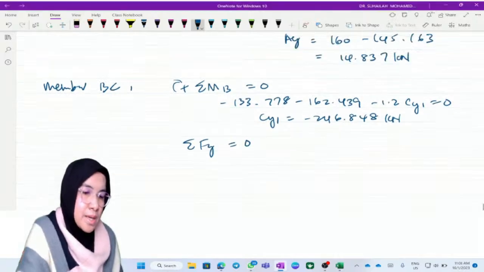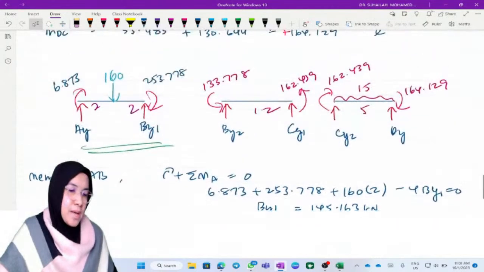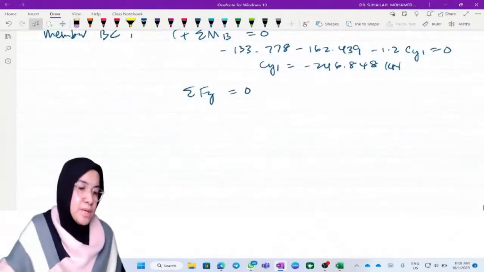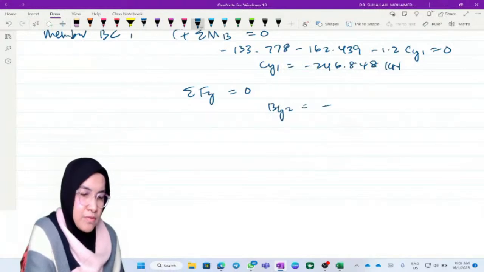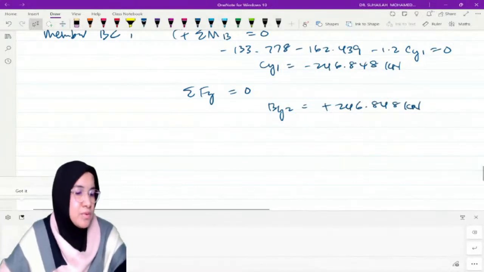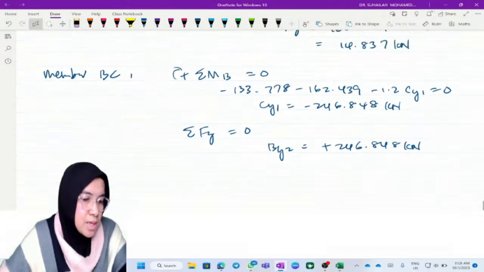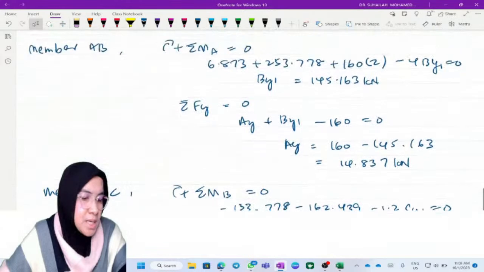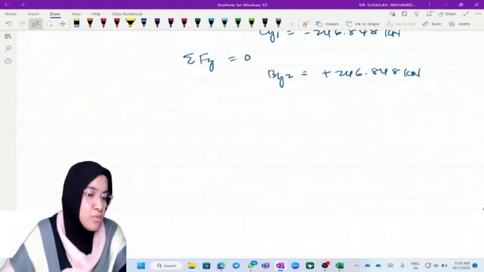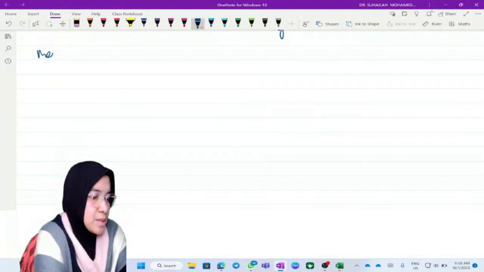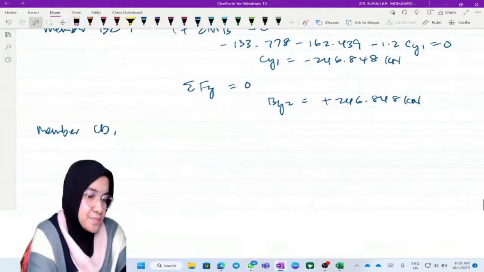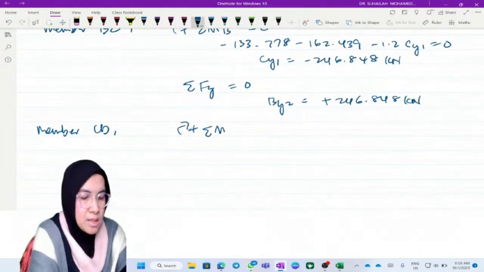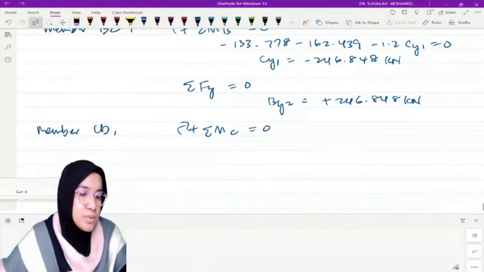Okay, apply Fy equal to 0. So BY2 equals positive 246.848 kilonewton. So that is for member BC. Now we move to member CD. For member CD, again we have to take moment, now at C equal to 0.